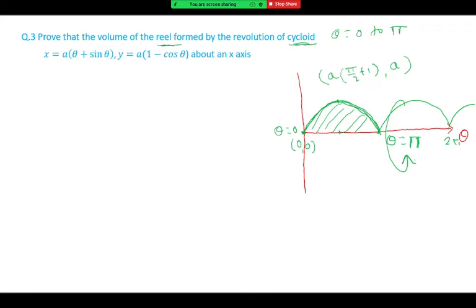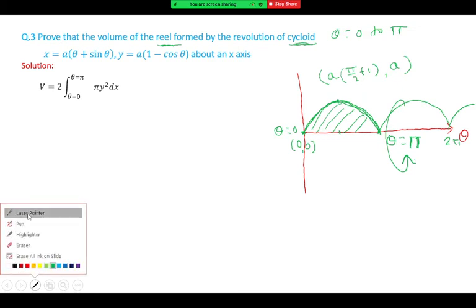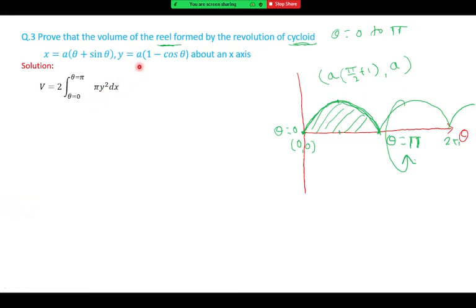It is just for your understanding that I drew it. So what is the formula for volume? Pi y square dx. What value of y should we replace? This one, a times (1 minus cos theta). Correct. What is the value of dx? dx is from here, a times (1 minus cos theta) d theta. And the limits are 0 to pi. It is 2 times, Actually, I think it should not be 2 times. Let me see here. It should not be 2 times, I think. Okay, we will move on. We will check it.